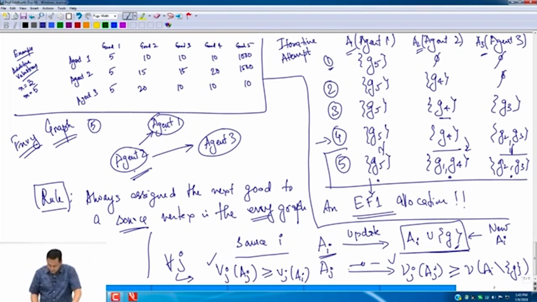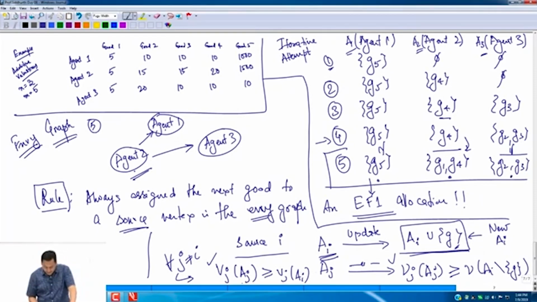So observe that what ended up happening in this iteration, in this stage of the algorithm, was that I's bundle, the subset received by I, which was earlier A_I and now it is A_I union {g}, has this new good. For every other agent J that's not I, the bundle remained as such. Like you didn't do anything, there was no update.